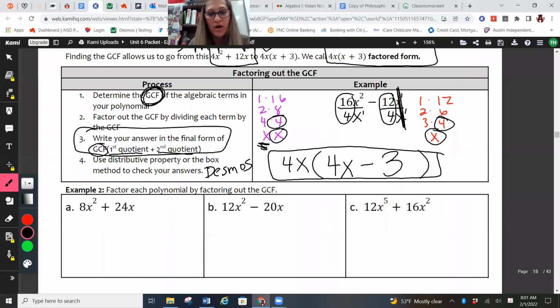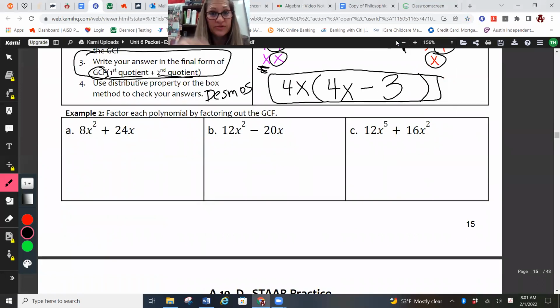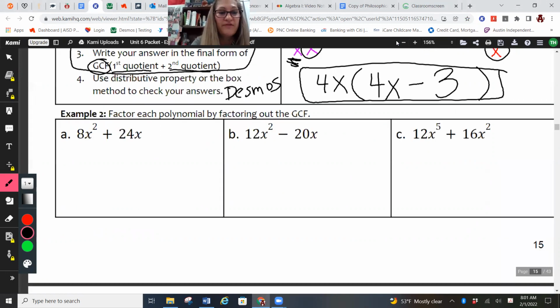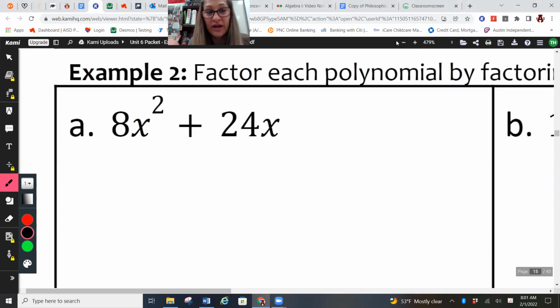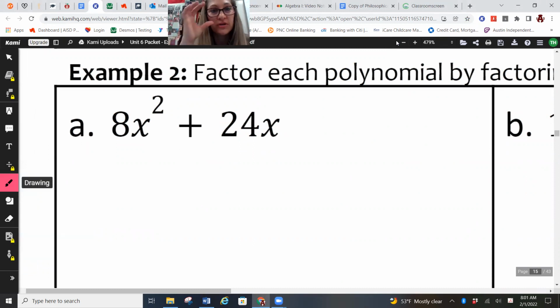Okay, now we have 3 more examples and we're done. The example says to factor the GCF and factor the polynomial. Okay, factor the polynomial. What do they have in common? Divide by the GCF, write it as a parenthesis with the GCF on the outside. It's not as complicated as it feels. You're going to get the hang of it really quick.